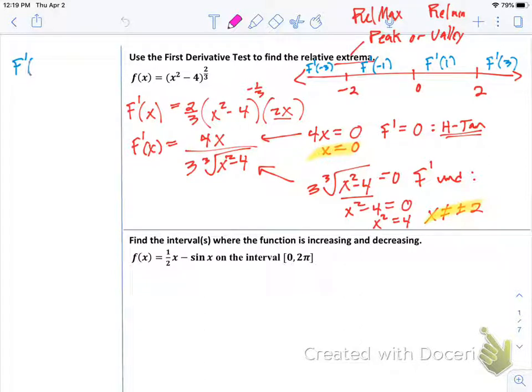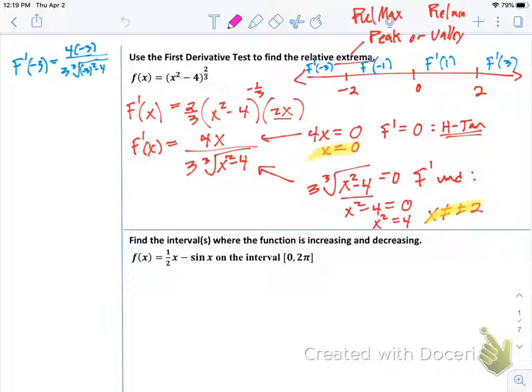So f prime of, what do I do, negative 3 first? If I put it in there, do I get a positive or negative number? It's 4 times negative 3, over 3 times the cube root of x squared minus 4. And that would be negative 3 squared over 4 minus 4. Got it. Okay, that's me plugging it into the first derivative.